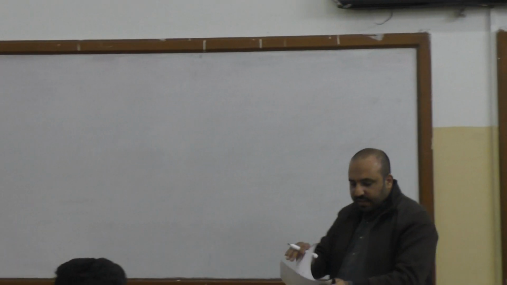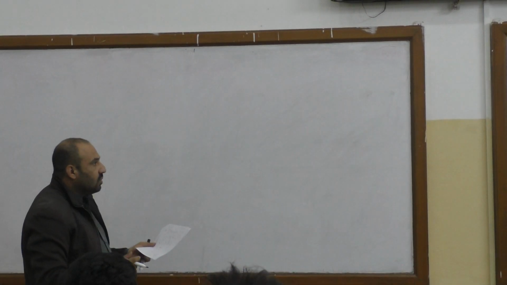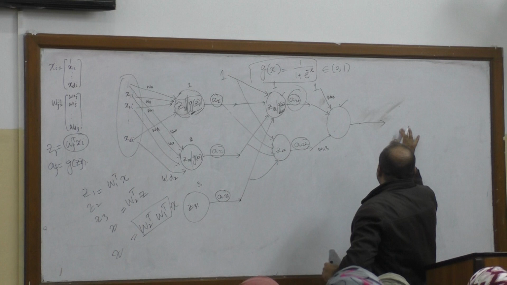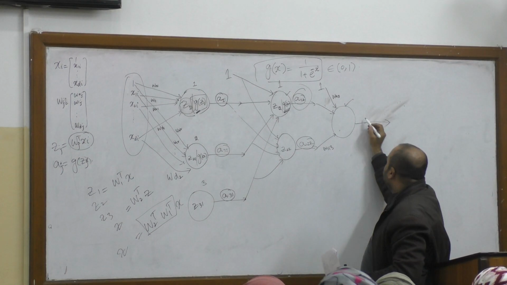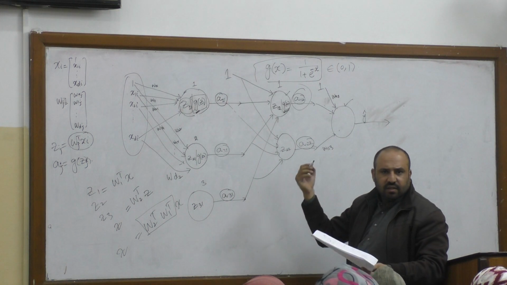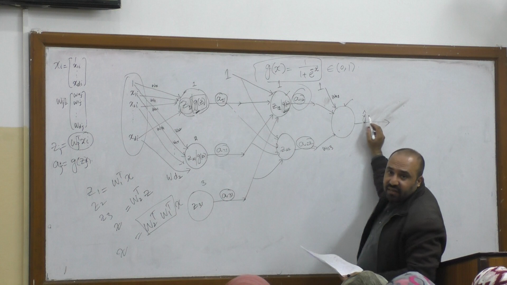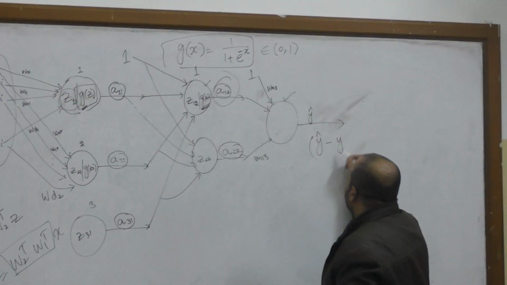So let me make these terminologies clear. The output that comes at the end, let me call that output y hat. And what will our error function be? (y hat minus actual y) squared.